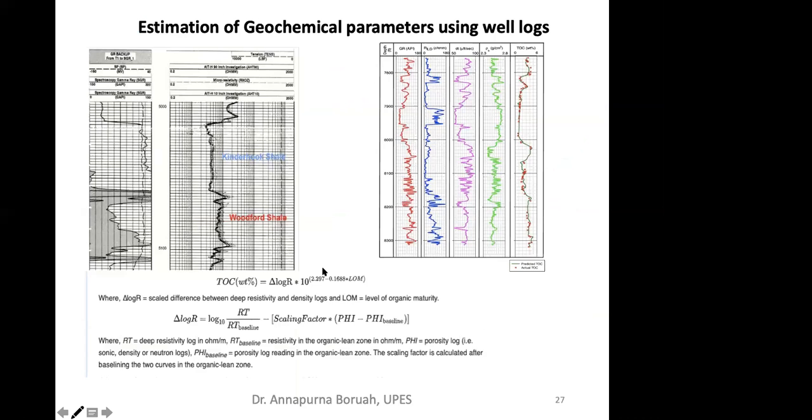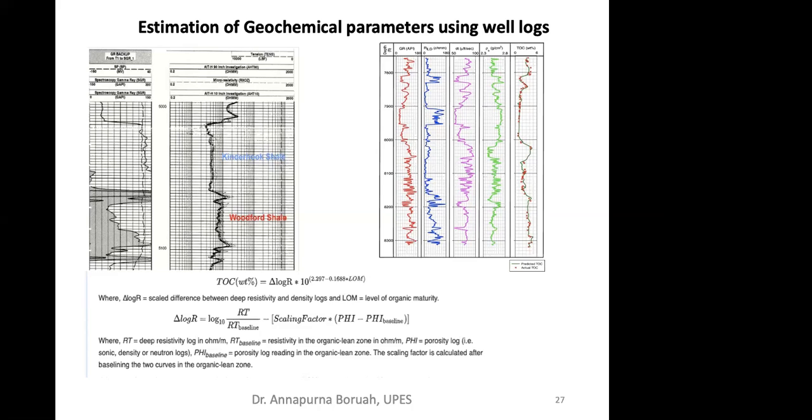Now, how can you use logs to estimate the geochemical parameters? Core data are available only for exploratory wells in the case of shale gas, because source rocks are present below the reservoir rock. Conventional wells are drilled up to reservoir rocks only. So very few wells are drilled up to the basement.